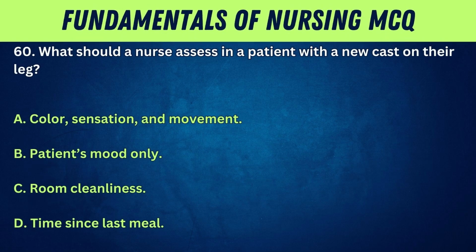60. What should a nurse assess in a patient with a new cast on their leg? A. Color, sensation, and movement. B. Patient's mood only. C. Room cleanliness. D. Time since last meal.